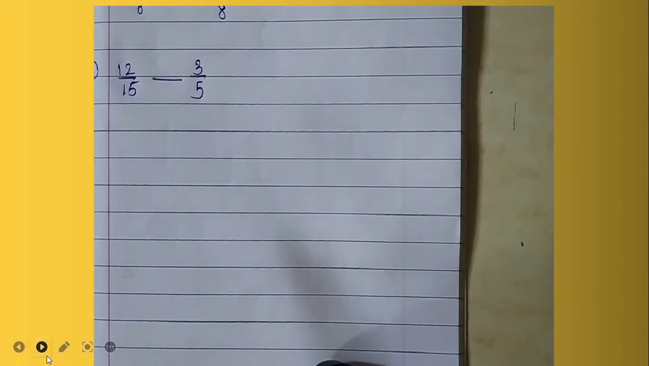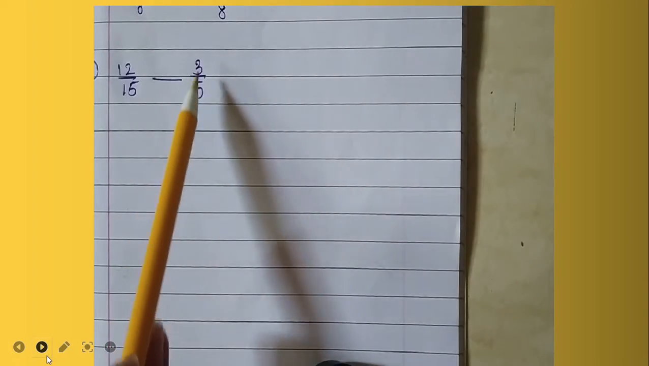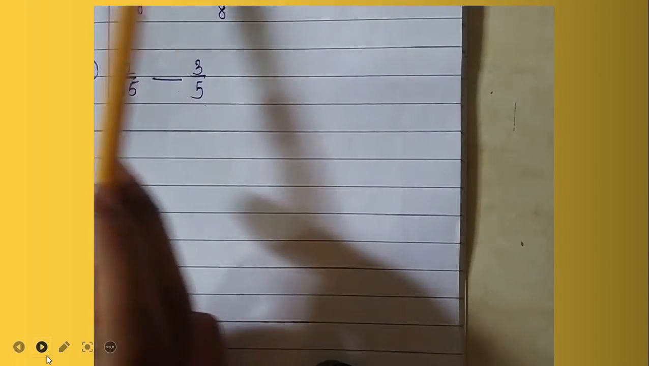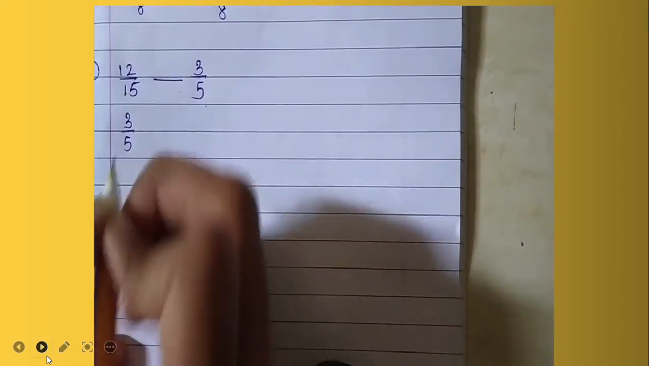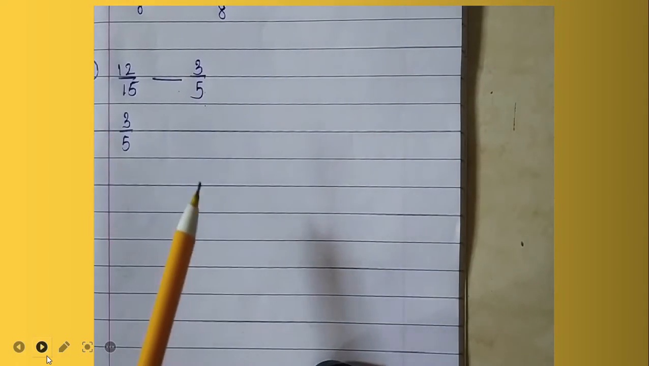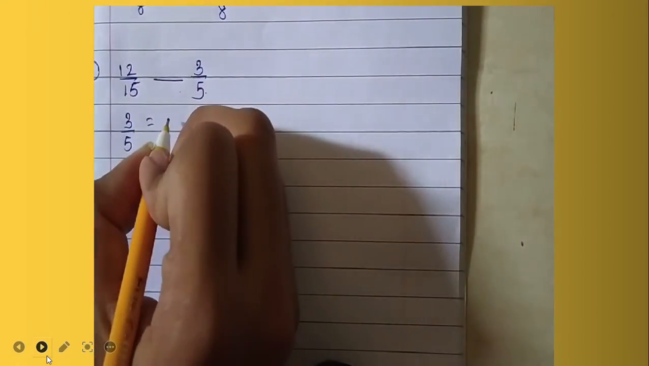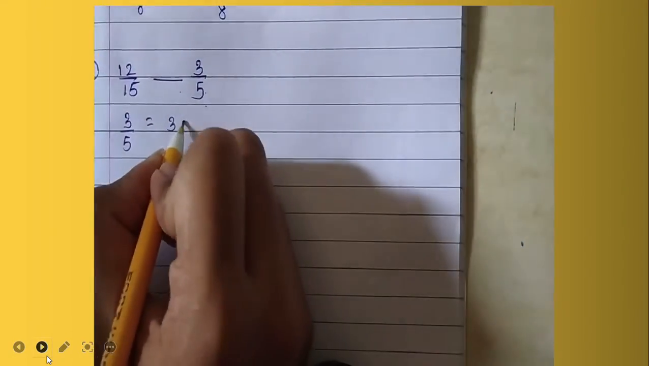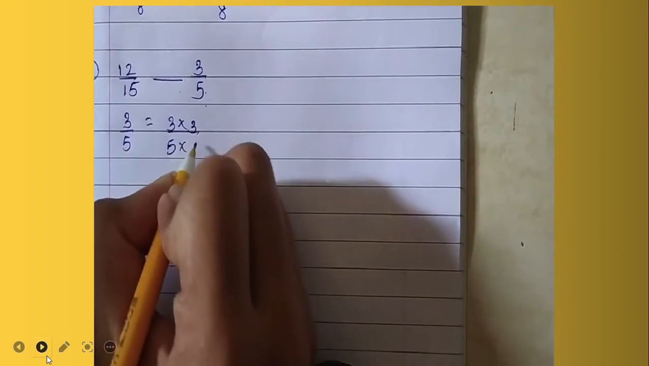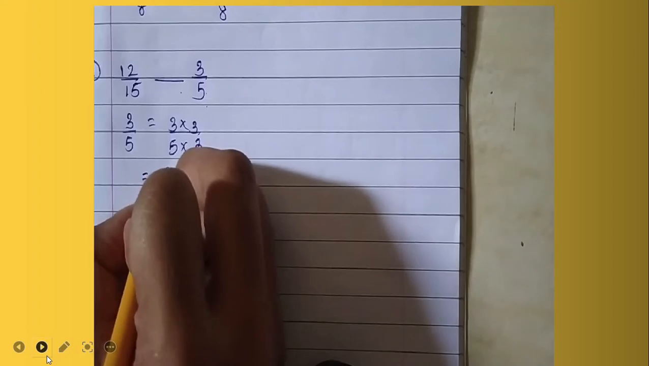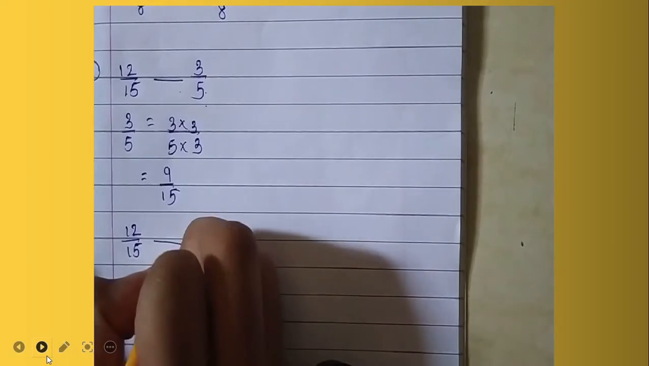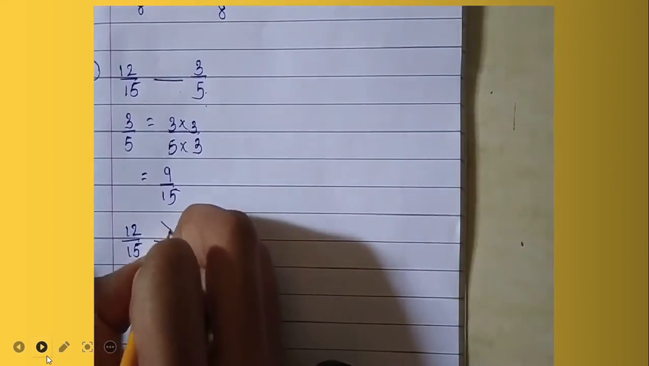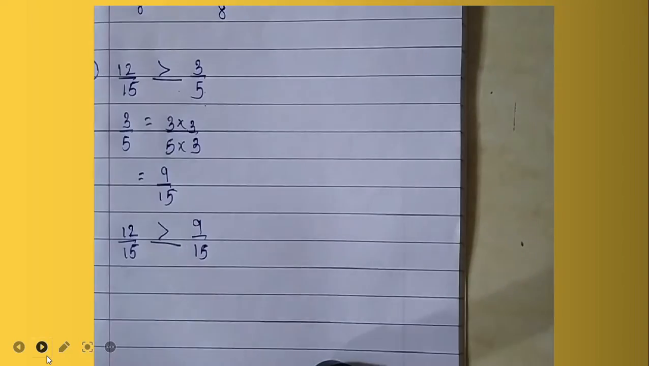Now 12 upon 15 dash 3 upon 5. Again I am going to do the same as in the upper method: I am going to multiply only 3 upon 5 by 3, because I am going to get 15, and 15 comes in the table of 5, right? So 5 threes are 15. So I am going to multiply 3 with 3 and 5 with 3. So we are going to get the answer as 9 upon 15. Now 12 upon 15 dash 9 upon 15. So this is greater.